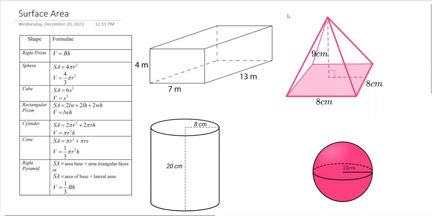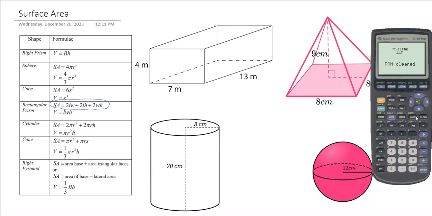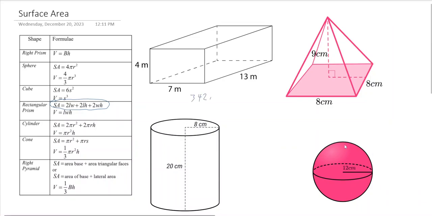Okay, so my basic example here is just a rectangle, and we need to find the surface area of that. So this is the formula. We're just going to type it all in one at a time. So 2 times the length, which is, let's say, 13, times the width, which is 7, plus 2 times the length, times the height, which is 4, plus 2 times the width, times the height, which is 4. So our final answer here is 342 meters squared. Now this is the surface area for this shape.